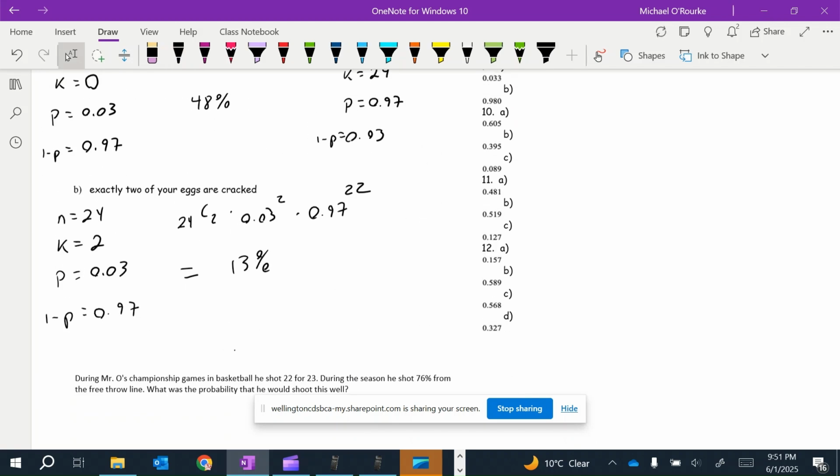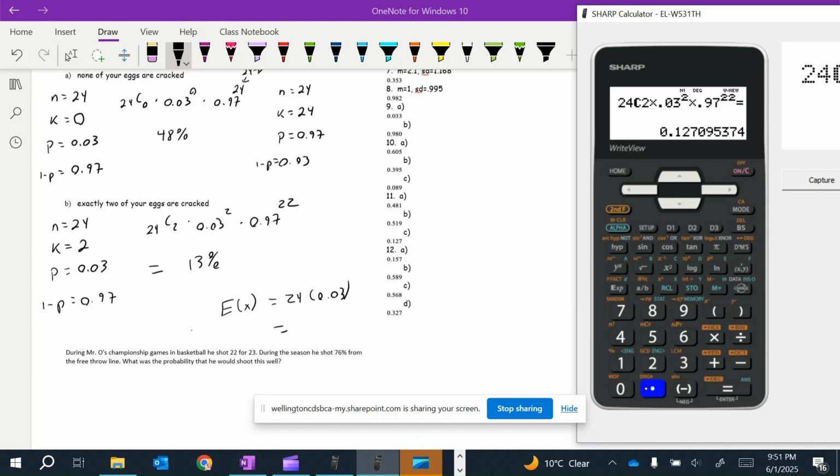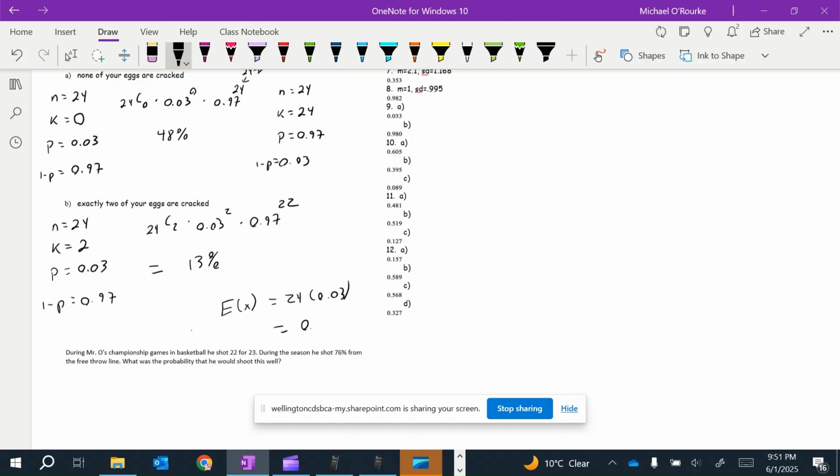If we wanted to figure out the expected number of eggs, or the expected value of it that breaks, it would be n times p, so 24 times 0.03. On average, you're going to have 0.72 cracked eggs per 2 dozen.